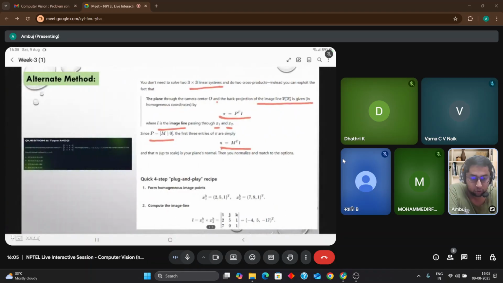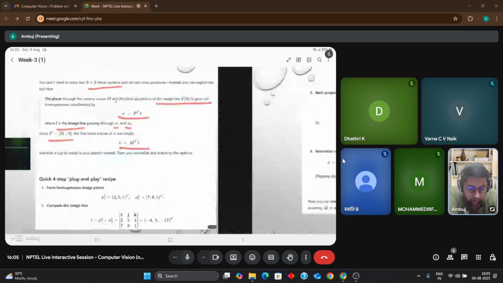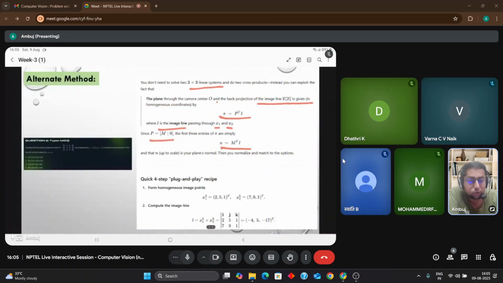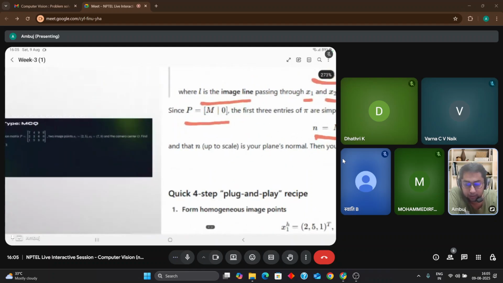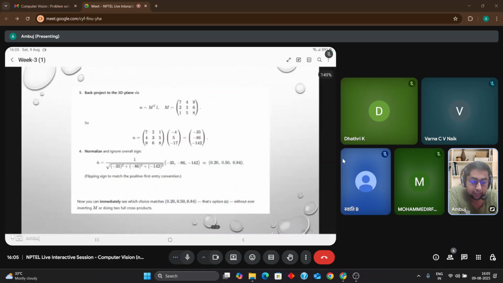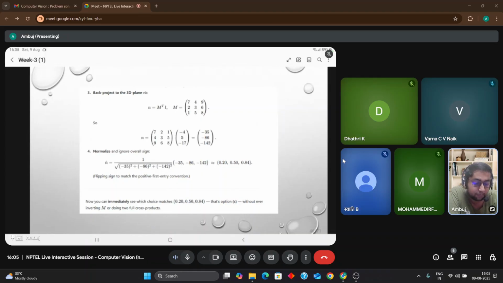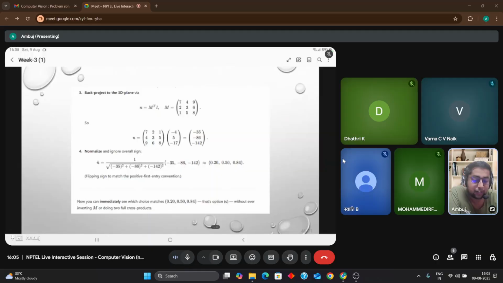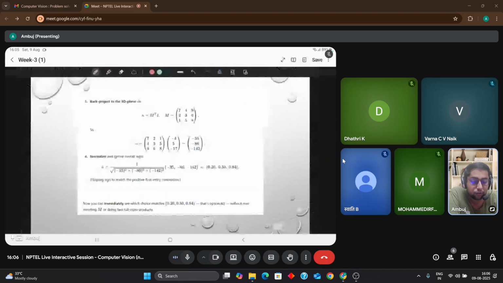Then you back-propagate, M transpose L. M is already given to you as 7 4 9 2 3 6 1 5 8. It came from this projection matrix P only, written here. Then you compute n as the multiplication of M transpose and your L. If you calculate it, you will get minus 34, minus 86, minus 142.